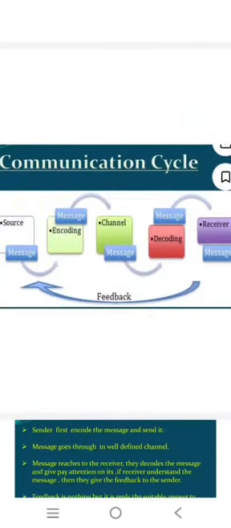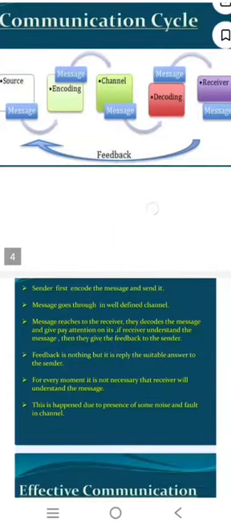Communication cycle: source, encoding, channel, decoding, receiver. These are the steps of the communication cycle. Explanation: the sender first encodes the message and sends it. The message goes through a well-defined channel. The message reaches the receiver, who decodes the message and pays attention to it.